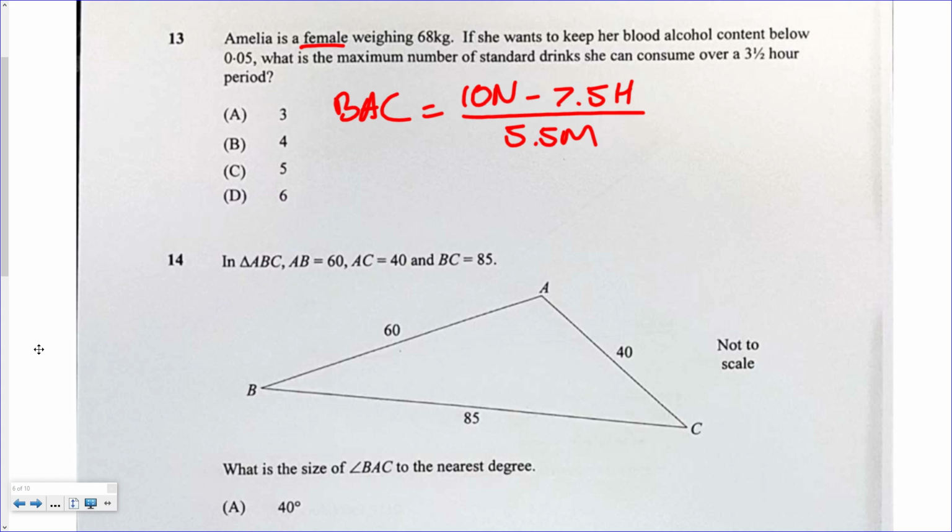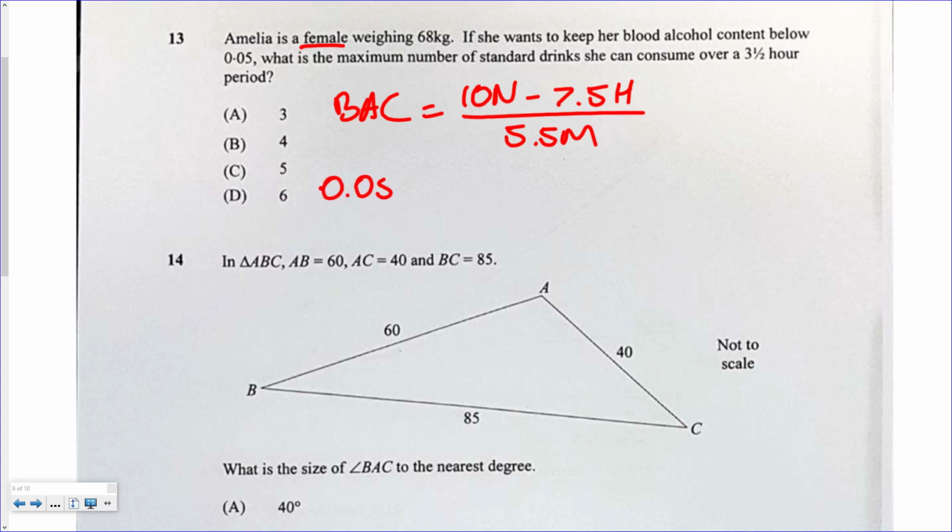So from there, let's put in these numbers, except this time we don't know the number of drinks, which is what we're trying to find. We do know how many hours we were drinking, we know how much this person weighs, and we know the blood alcohol content we want to get. So let's put all this information into the formula.